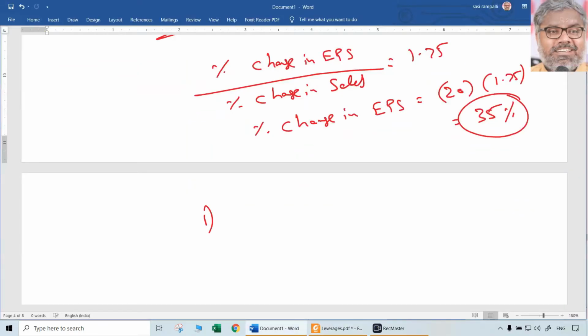Now, first case, 20% increase. So 1.3 becomes how much? 1.3 plus 35%. That becomes 1.755. Second case, 20% decrease.